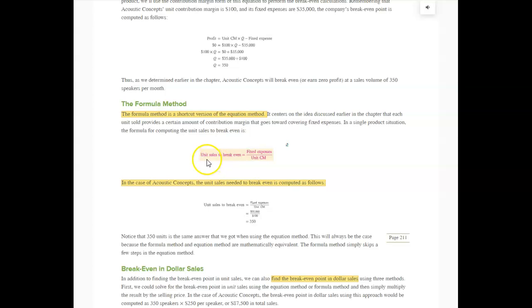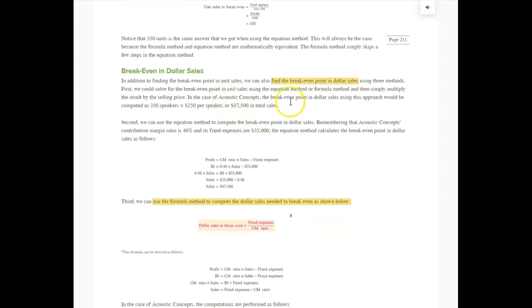And this gives us the units we need to break even. Going back to our original numbers, this is $35,000 total fixed expenses divided by the $100 contribution margin per unit. So again, $35,000 divided by $100, we get 350. And as I said, the dollar signs cancel each other out, so the answer is in units. So that is the break-even point in units.